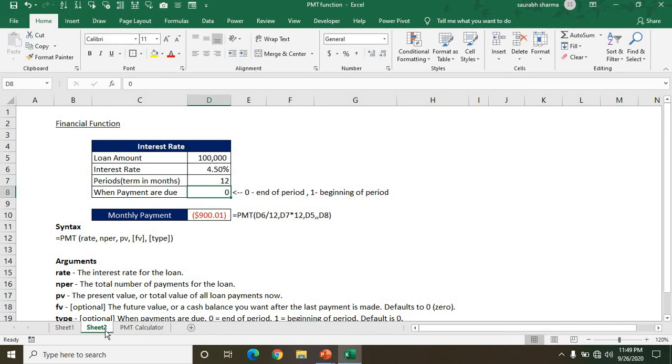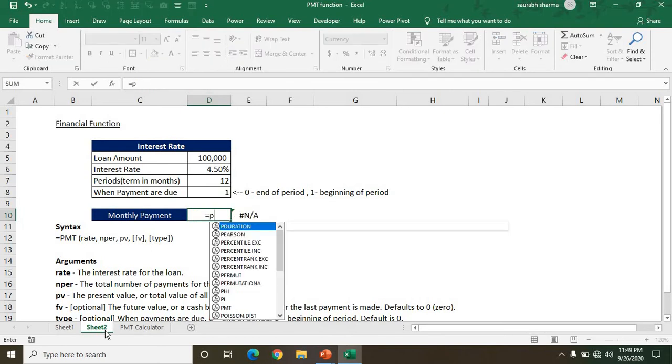If you change it to the beginning of period, now see here, the amount has changed, around $4 is the difference. So how can we calculate this one? I'm writing PMT.